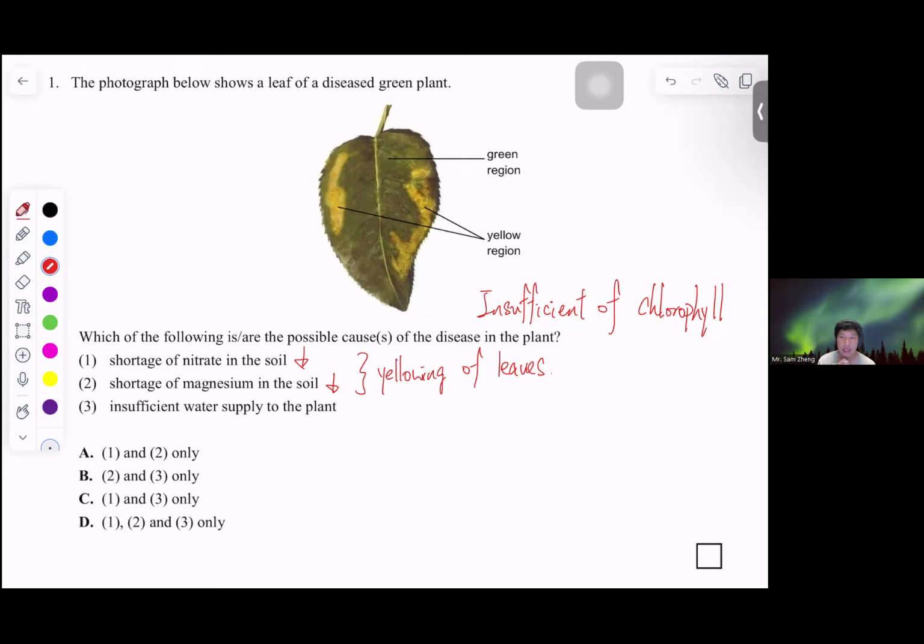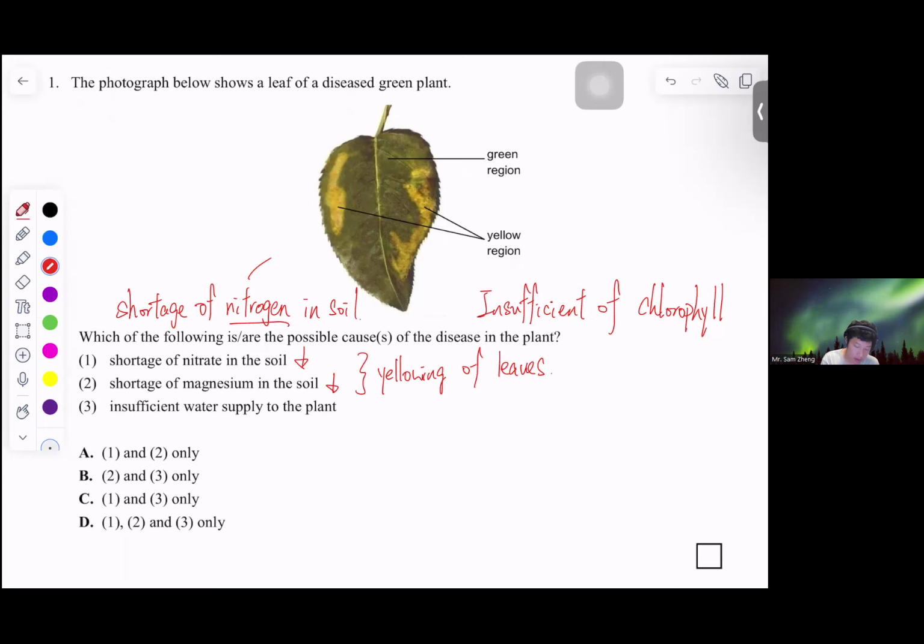But I have a question. If next time the question changes a little bit, and maybe it says there is a shortage of nitrogen in the soil, do you think this is a correct possible cause of the disease in the plant? Any idea? Do you think it is a possible cause?